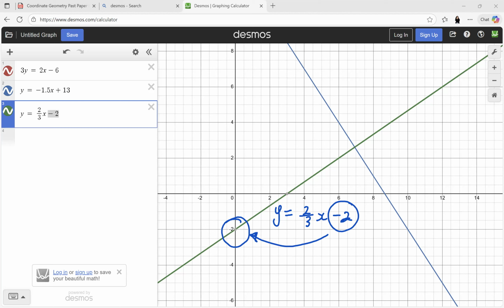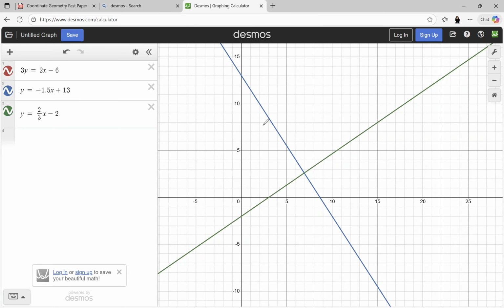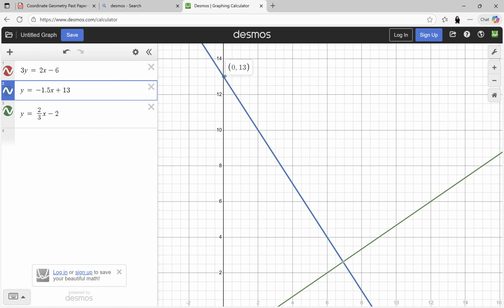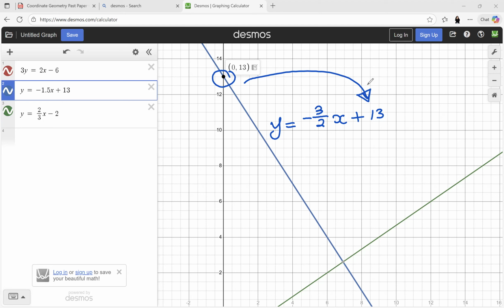All right. And then the other graph, which is this one, the blue one, the line that's perpendicular. As you can see, this cuts the y-axis at 13. And the equation of that graph is y = -3/2, which is negative 1.5x plus 13. And this point here is plus 13. That's c, the y-intercept. Okay, so I just wanted to show you all that to put it into context.